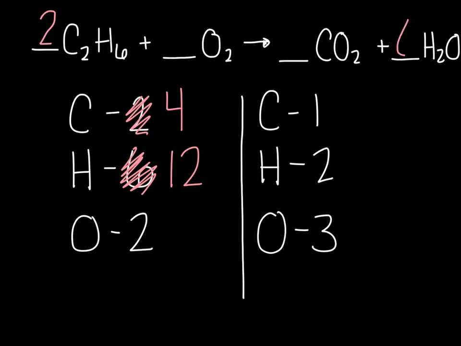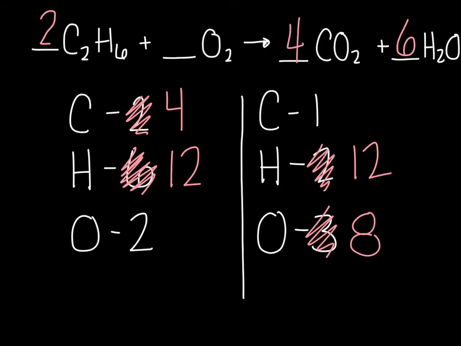I'm going to put a 6 in front of the water to get my 12 total hydrogen atoms. I now have a total of 6, so 6 plus 2, so I have 8 oxygens. And I'm going to go ahead and balance my carbons now. So I have 4 carbons on my reactant side. I need to have 4 carbons on my product side. So that changes the carbons to 4.